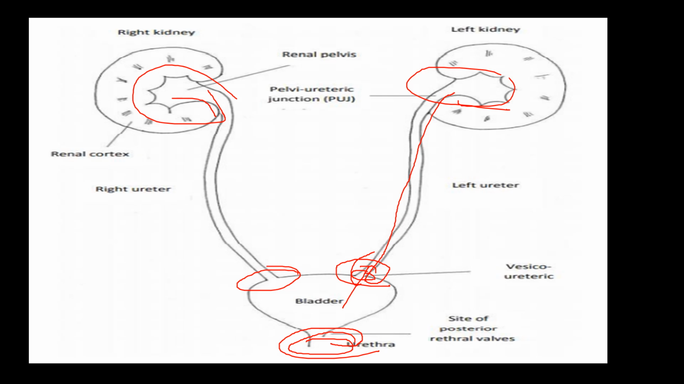So as I told you earlier, if dilatation is of both pelvises and the bladder wall is thickened, it is posterior urethral valve, PUV. If it is unilateral, then it could be a PUJ, pelviureteric junction problem. So these are the things you should know, and if you draw a picture in the exam, it will also give you some marks.